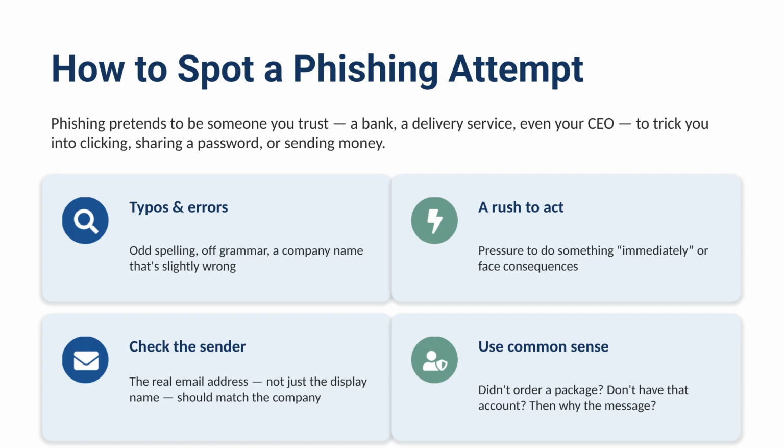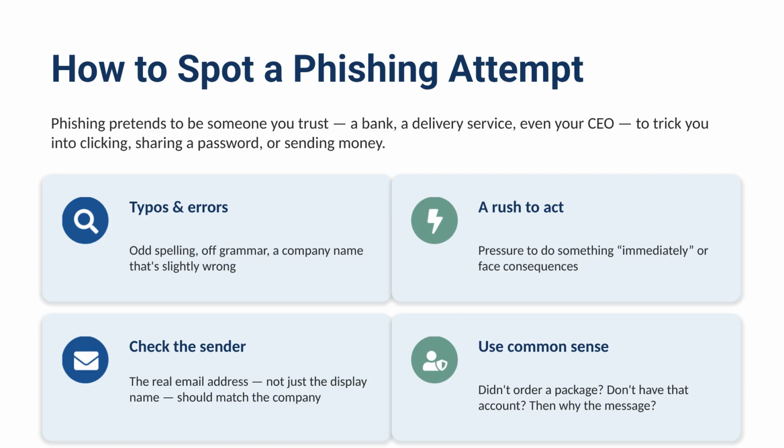Let's talk about how to spot a phishing attempt. Phishing is when a scammer pretends to be someone you trust, like your bank, a delivery company, a coworker, or even the CEO, to trick you into clicking a bad link, giving up a password, or sending money. There are 4 red flags to watch for.